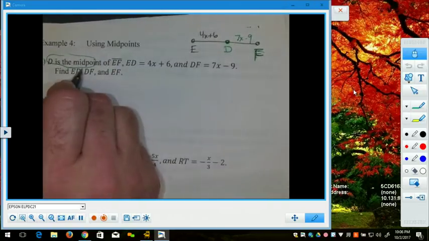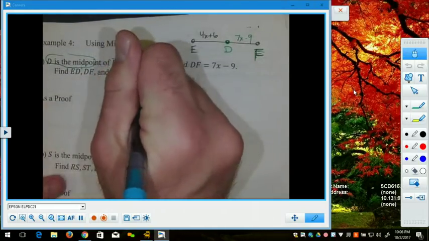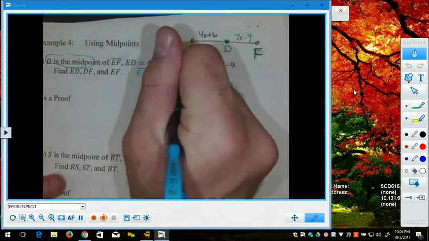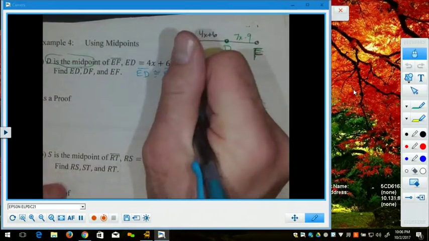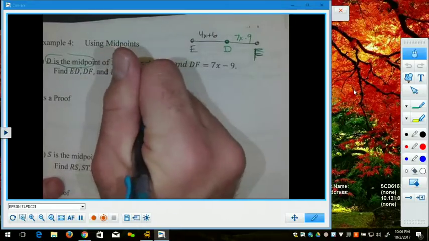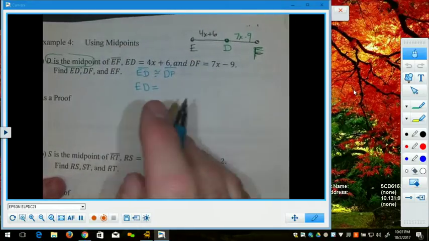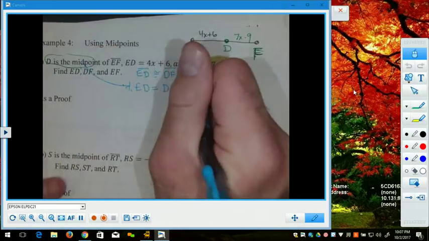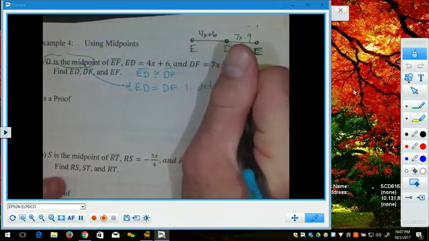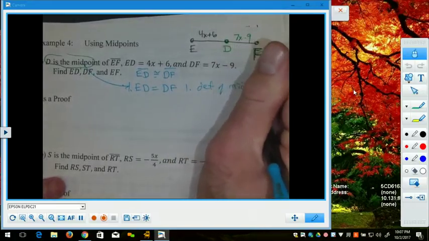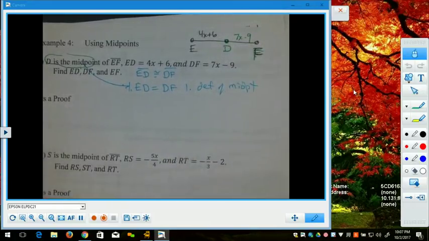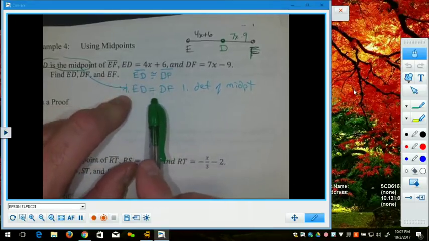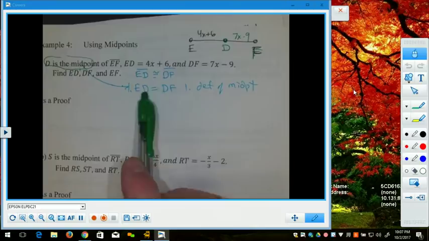But I do know that it's the midpoint, and if it's the midpoint, then the segment ED is congruent to segment DF, which means, by definition of congruent, and I'm going to let you just write this without writing definition of congruent, ED equals DF. And we're going to write that as step 1, definition of midpoint. You're technically supposed to write that the definition of midpoint is that they're congruent, and then that they're equal because of the definition of congruent, congruent being equal in measure.